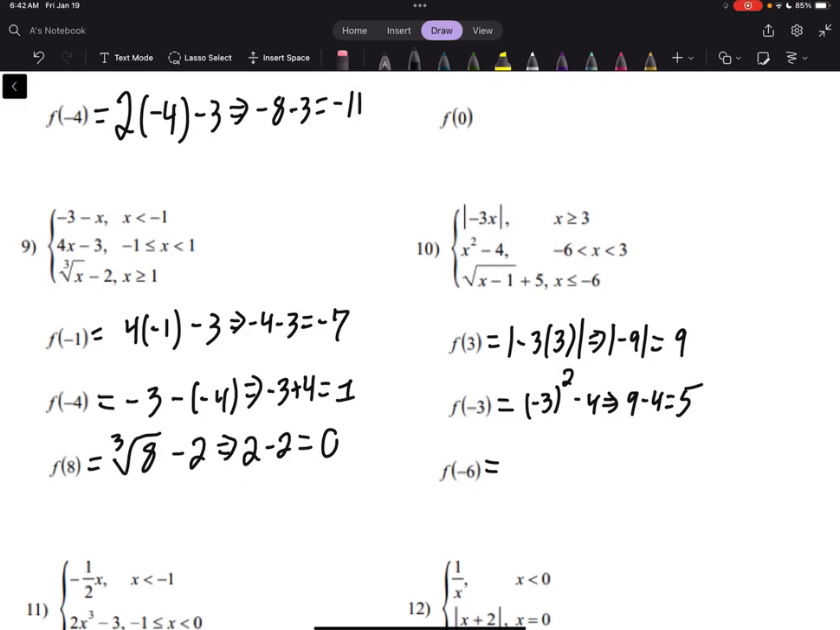Negative 6. Negative 6 is less than or equal to negative 6. It's the equal part. This is the square root of negative 6 minus 1, plus 5. This is the square root of negative 7 plus 5. Okay, what do you notice right now? We can't take the square root of negative 7. This is not a real solution. It does not exist.